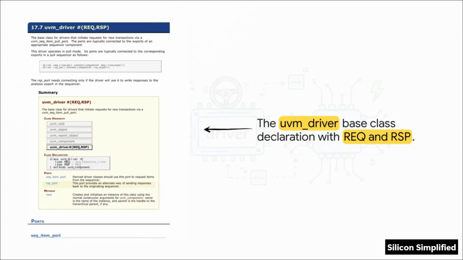The UVM Driver base class declaration is built for serious flexibility using a couple of key parameters: REQ for the request transaction and RSP for the response. Now, by default, RSP is the exact same type as REQ, but you can completely separate them if your specific protocol demands it. This clever design is what lets you build highly customized drivers while still inheriting UVM's standard communication infrastructure.